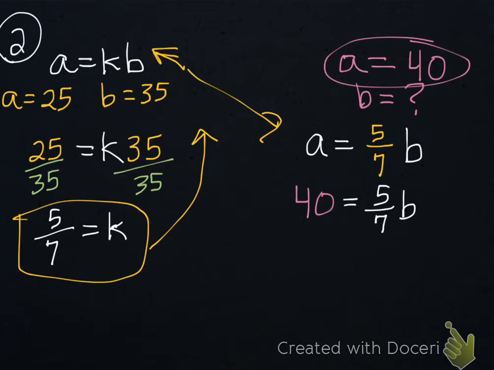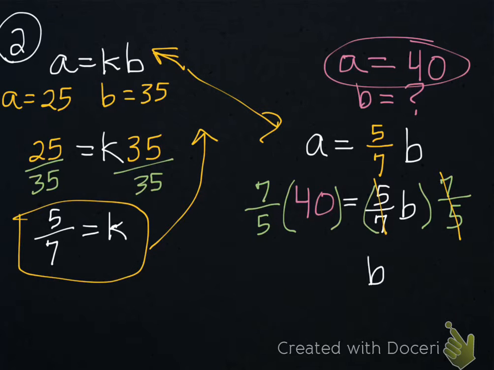Now this is where most students throw up their hands, but we're not going to. We're going to multiply by the reciprocal to get rid of that fraction. The reciprocal simply means we flip the fraction over. So 5 over 7 becomes 7 over 5. On the right hand side, it's going to cancel out, leaving just the B. On the left hand side, I have 40 divided by 5, which is 8. 8 times 7 is 56. So B is equal to 56.